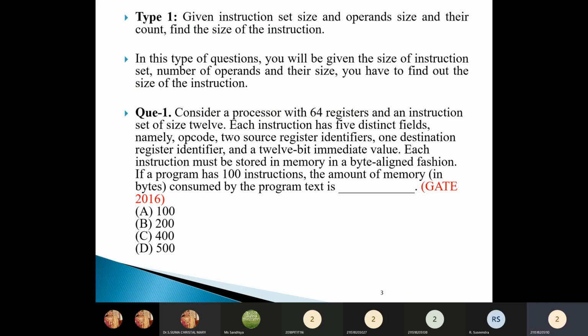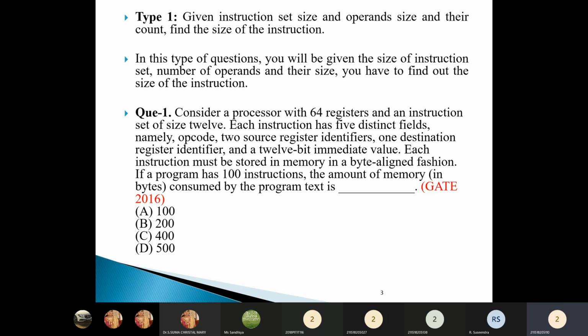Consider a processor with 64 registers and an instruction set of size 12. Each instruction has 5 distinct fields, namely opcode, 2 source register identifiers, 1 destination register identifier, and a 12-bit immediate value. Each instruction must be stored in memory in a byte-aligned fashion. That means we have to store it in a byte format.